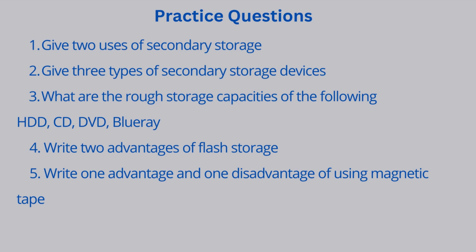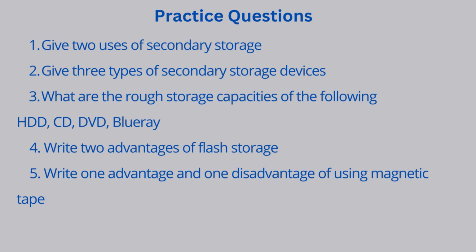Give three types of secondary storage devices. We discussed three types: magnetic storage devices, optical, and then flash, pen drives, SSDs, micro SDs, those stuff.